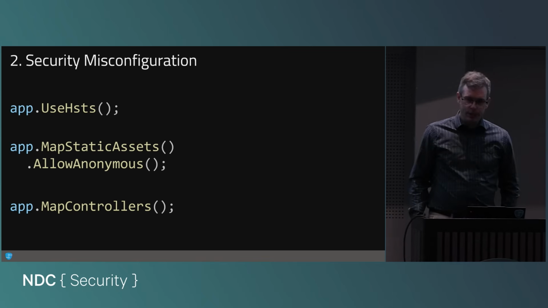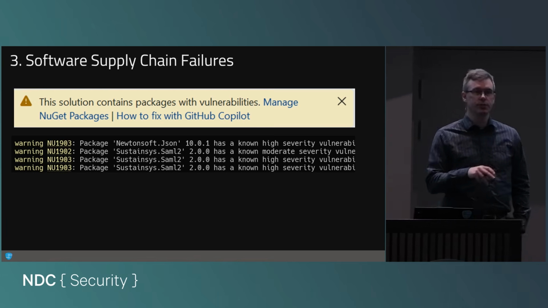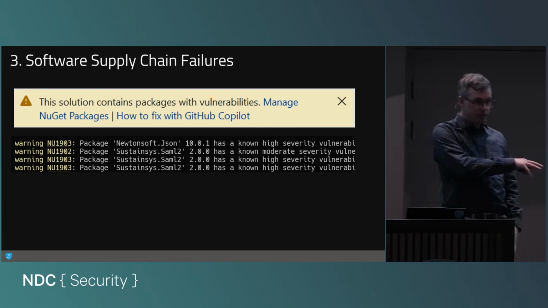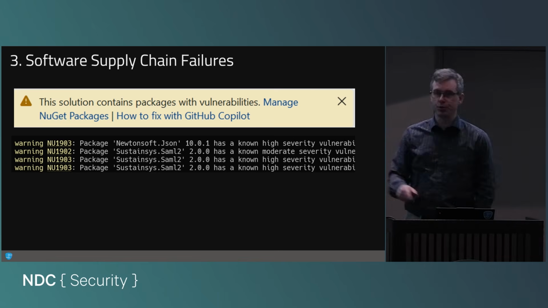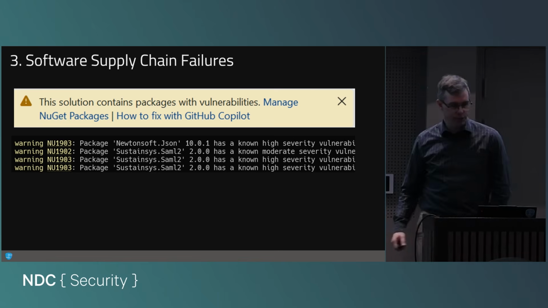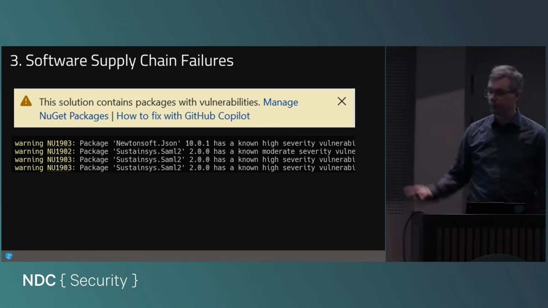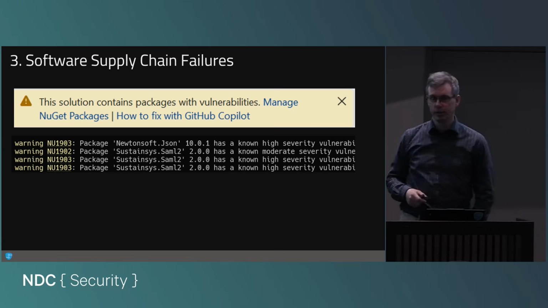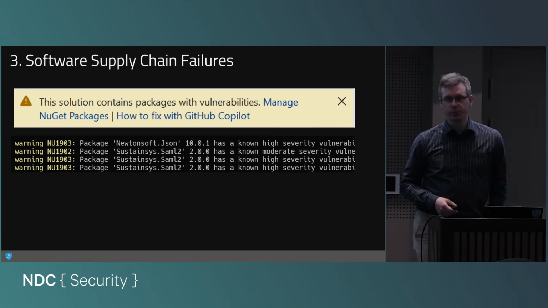Let's move to number three, supply chain failures. This is where things have happened a lot over the last few years. Supply chain failures have been more prominent as an attack vector, but also there's better tooling. So Visual Studio now puts up a large warning: this solution contains packages with vulnerabilities, and on build it also warns if you have packages with vulnerabilities. Here I just installed an old version of my Sustainsys SAML 2 library, and yeah, I had security issues. So that old version is deprecated because of security vulnerabilities.